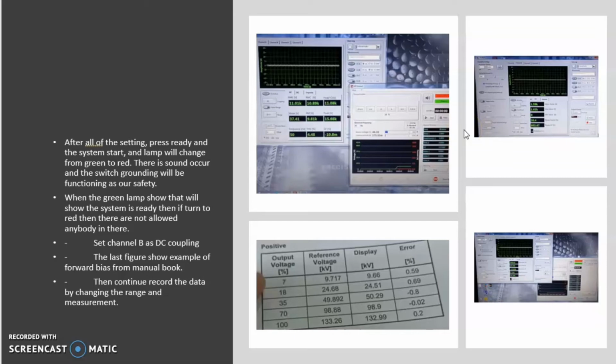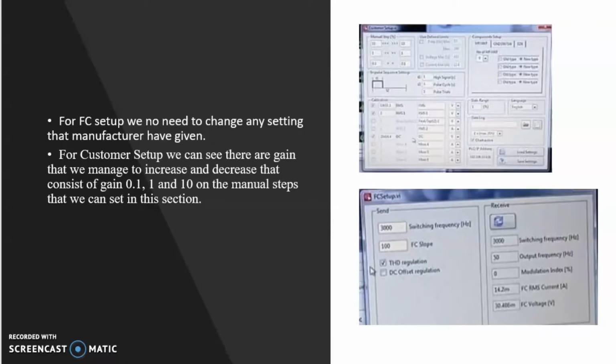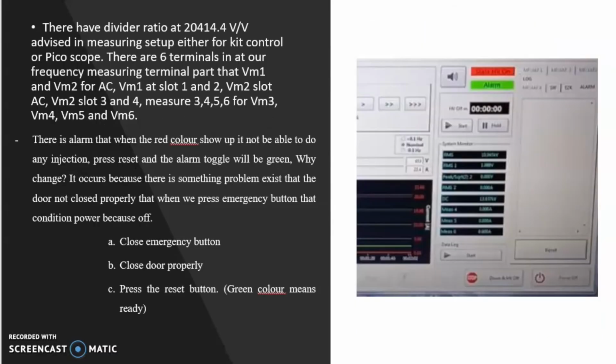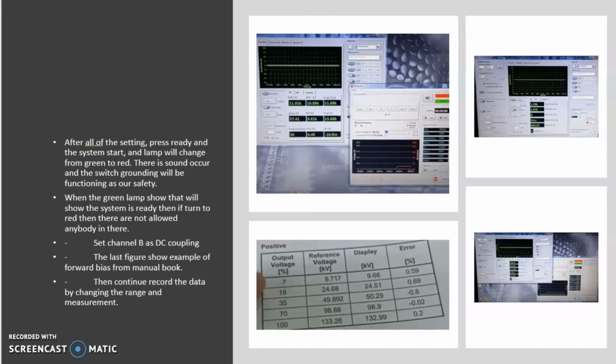For the adjustment of the output voltage, we can set it in the range using the button that we provide, here, if you can see. So the gain will increase and the other side will decrease. Thank you, that's all for me.